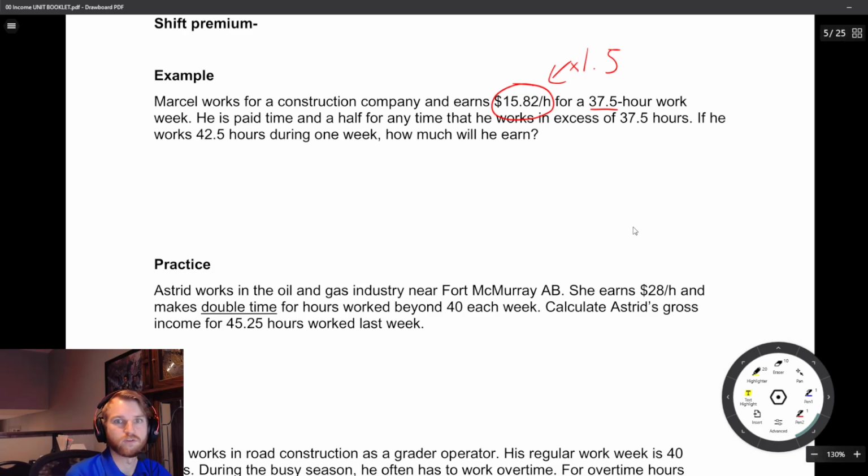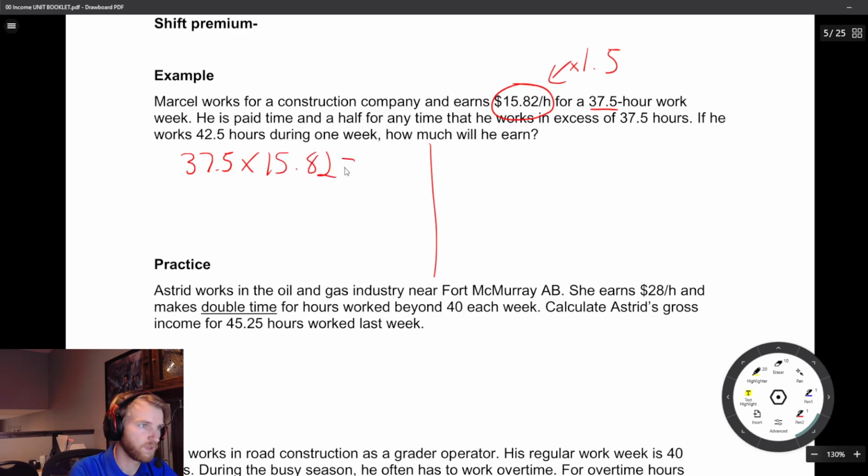So it says if he works 42.5 hours during 1 week, how much will he earn? We're going to do this question in 2 parts. The first part is how much does he work for his normal hourly wage, and then how many hours does he work for his overtime? The first part, he works 37.5 hours, and for each of those hours he's making $15.82. So this is his normal week, normal pay.